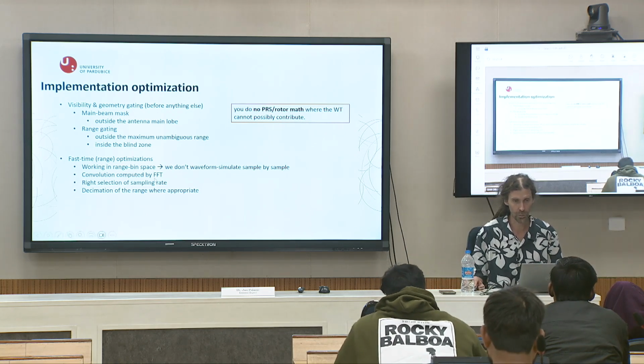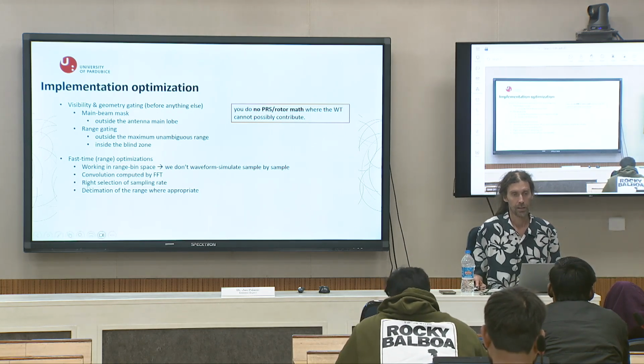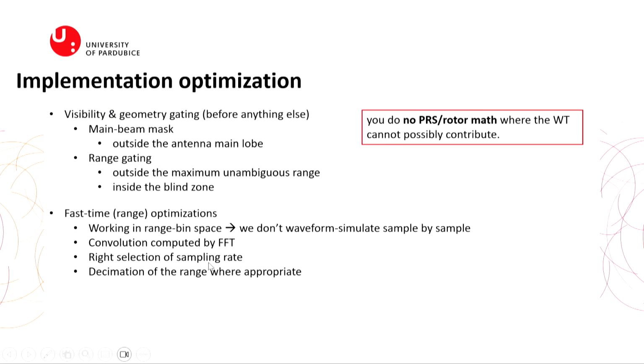So, convolution we compute by FFT. You need to select the right sampling rate. Do not make so much oversampling, because it will produce many more samples and the computation takes more time. And where it is appropriate, make decimation.